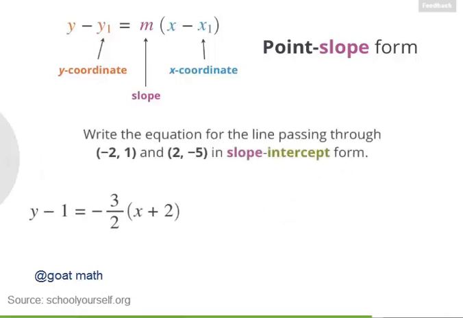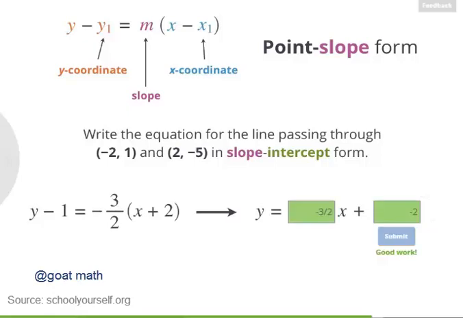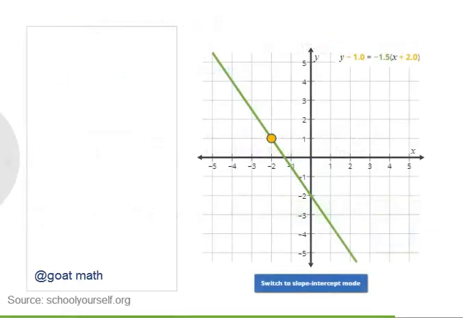Next, try taking this point-slope equation and rewrite it in slope-intercept form. So y equals some number times x plus another number. And keep in mind that this number over here, the y-intercept, might be negative. Excellent! Let's see that graphically. So here's the point-slope equation you started with. y minus 1 equals -3/2, or -1.5, times x plus 2. In other words, this is a line passing through the point (-2, 1) with a slope of -1.5.